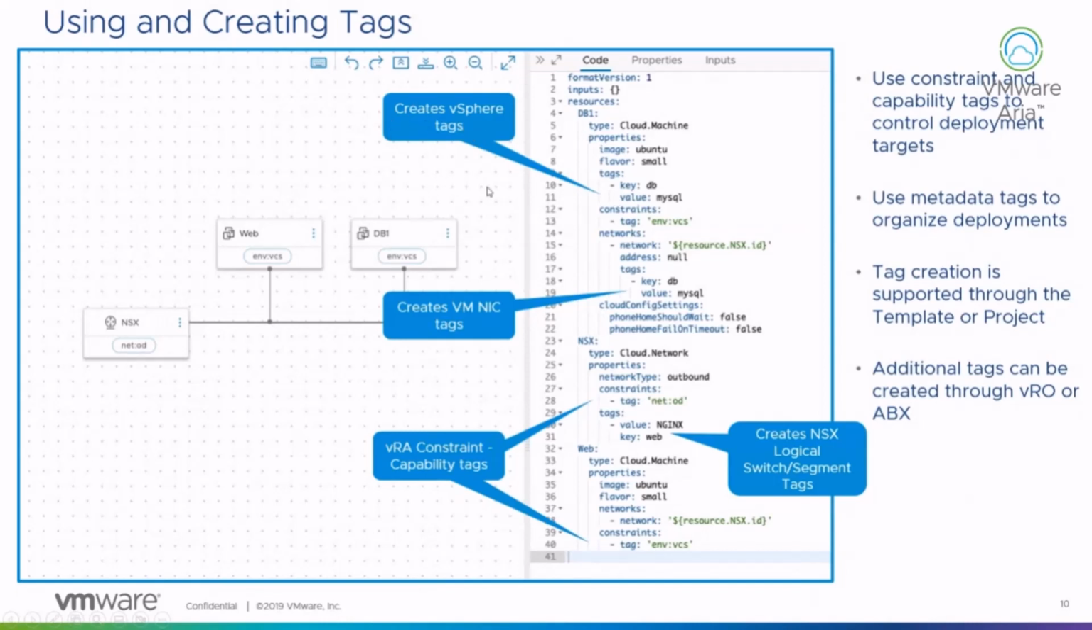By the way, these tags also work on public cloud if you're provisioning an EC2 instance, an Azure instance, or a GCP instance. But today, our focus is VMware Cloud.